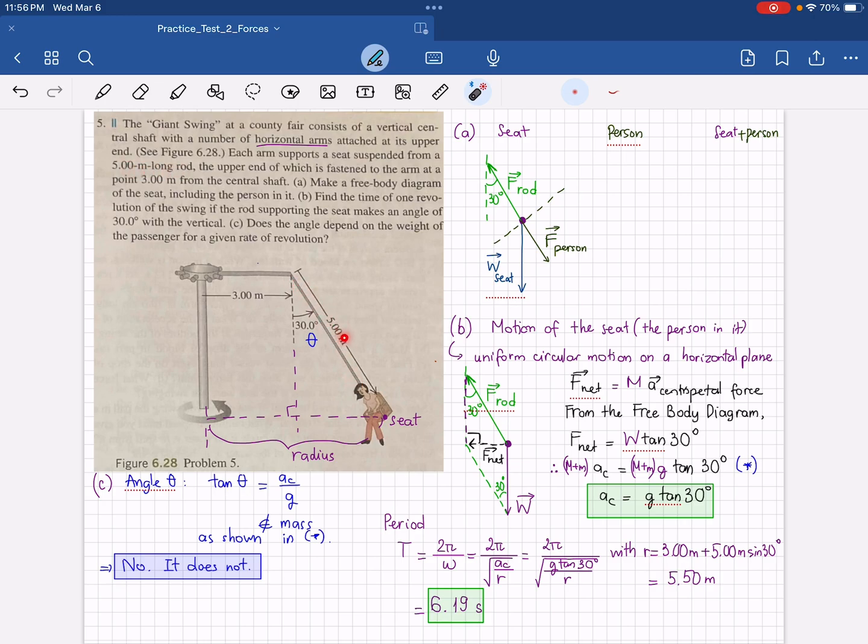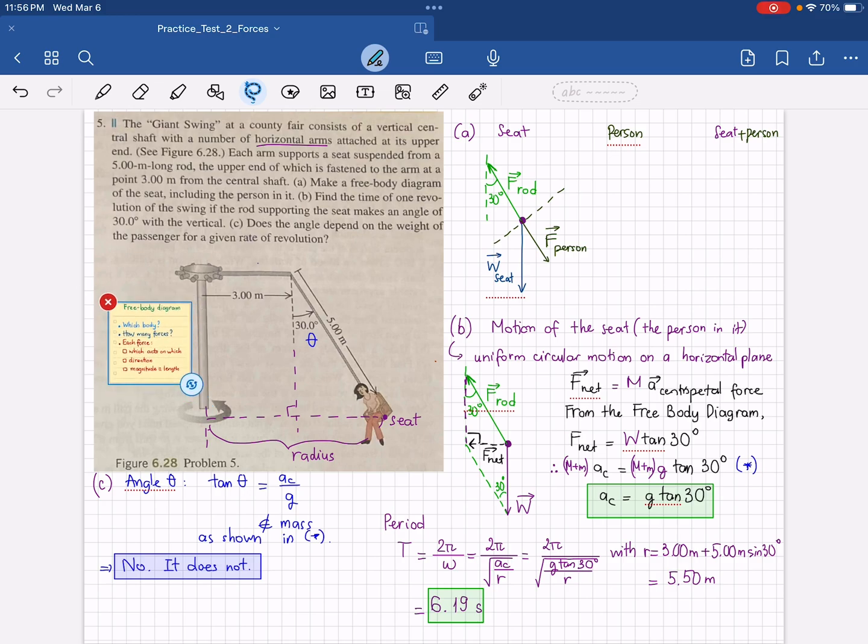And it's like 5 meter long, the upper end of which is fastened to the arm at a point 3 meter from the central shaft. So this is the arm, which is 3 meter long. They ask us to make a free body diagram of the seat, including the person in it. Okay, so they ask us to draw a free body diagram.